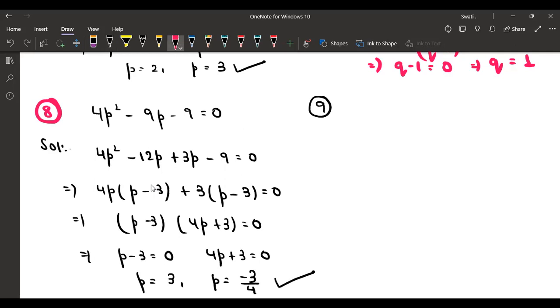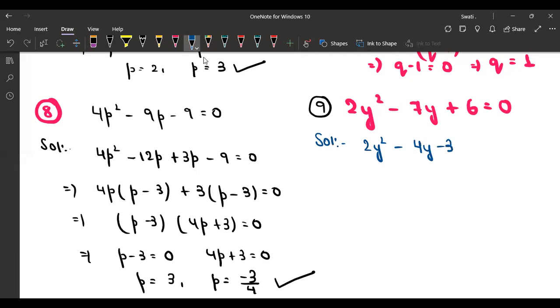So in the ninth question, we have 2y square minus 7y plus 6 equals 0, right? So of course the product is coming 12 because 2 times 6 is 12. So 12y square, and I can write this as 2y square minus 4y minus 3y, because that will also give me 12, and that is also giving me minus 7y, because minus 4y minus 3y is minus 7y, plus 6 equals 0.